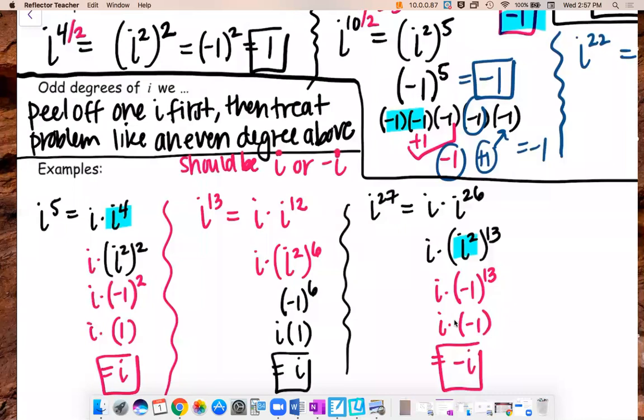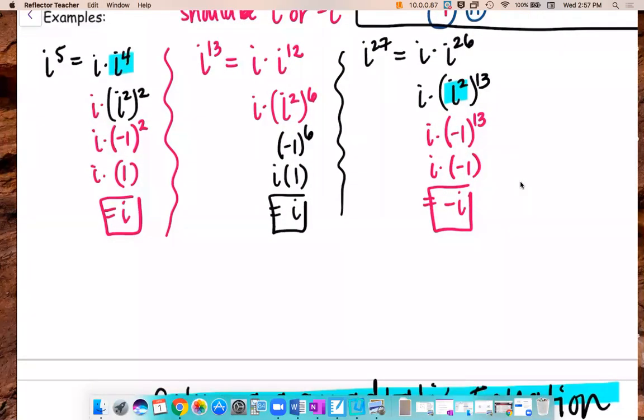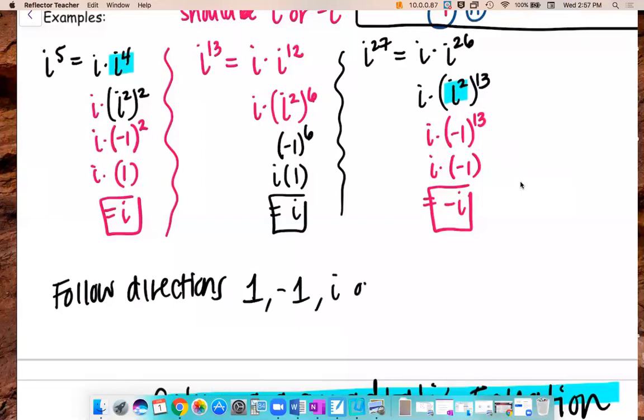And if you don't get those as answers whenever you start with an odd degree, then you know you did something wrong. So what you're going to do is take this step by step, follow the directions, and you should end up with one of the final answers of 1, -1, i, or -i. Those are the only 4 final answers you should have whenever you're simplifying this down.